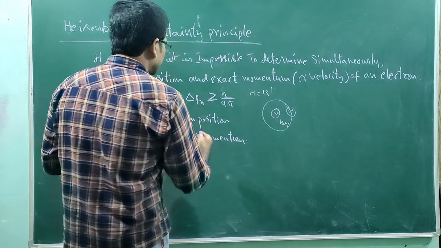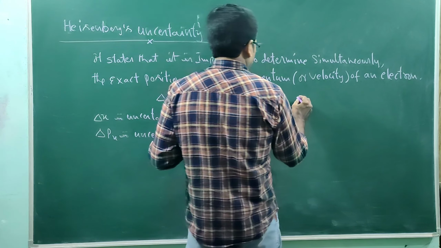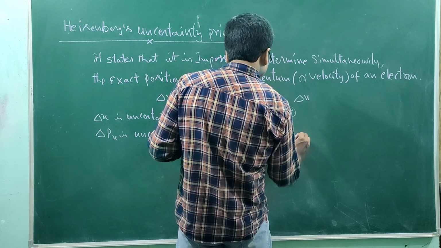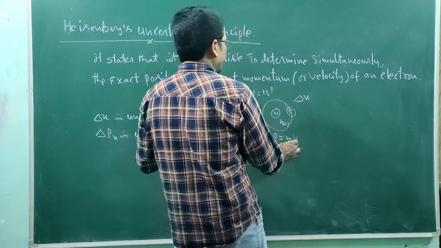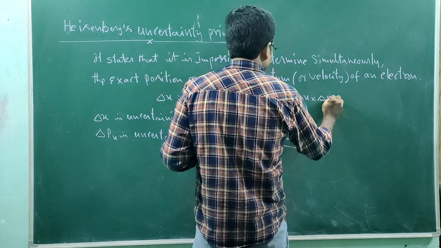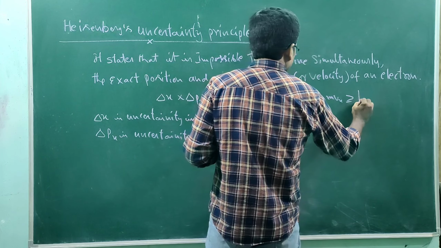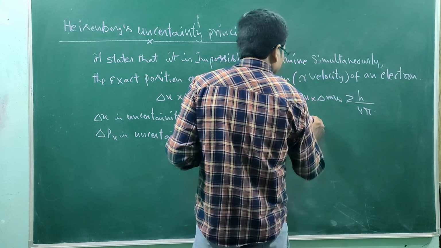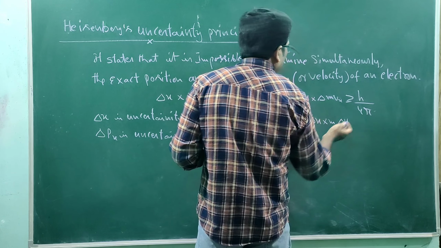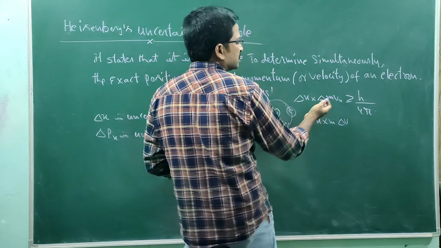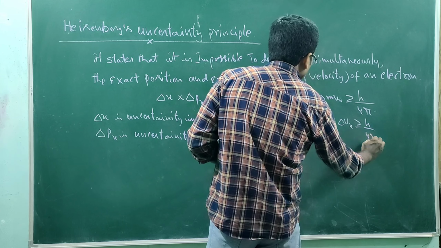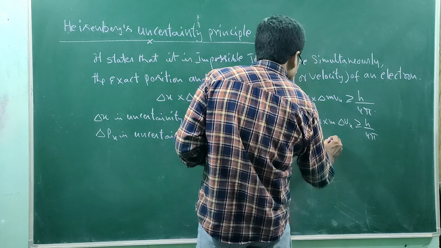Okay, then you may write it another way also. Del x into del p, where p is equal to mv, momentum is equal to m into v. Then del x into del mv is greater than or equal to h by 4 pi. Mass does not change, you cannot change the mass of the electron, so velocity may change. That is the reason why you can write it like this, with h by 4 pi.